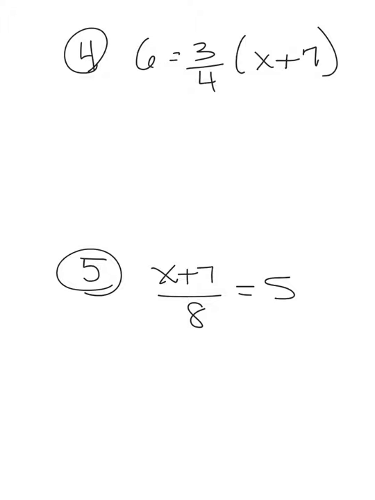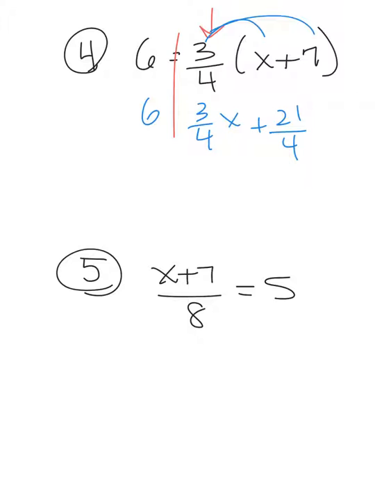In number 4, I have 6 equals 3/4 times the quantity of x plus 7. If I had any other number here, like 2, I would distribute, right? I would take 2 times x and 2 times 7, so I'm actually going to practice doing this with fractions. So on the left-hand side, again, there's my wall. I'm just going to rewrite the 6, and I'm going to distribute. So I get 3/4 times x, and then 3/4 times 7 is actually going to give me 21 over 4. So I'm just getting some practical use with fractions here.